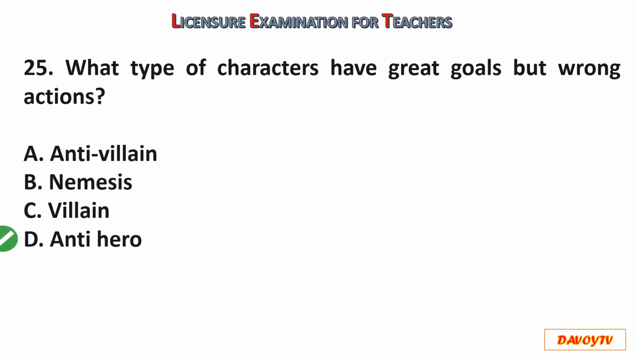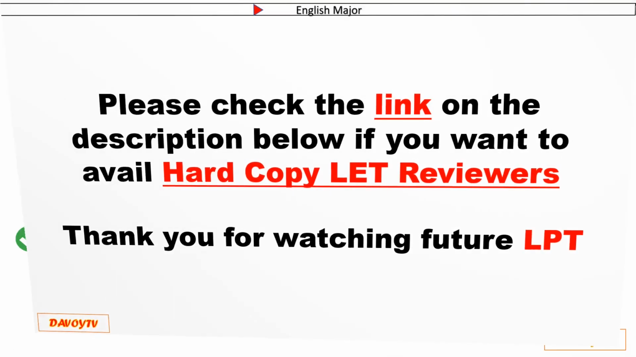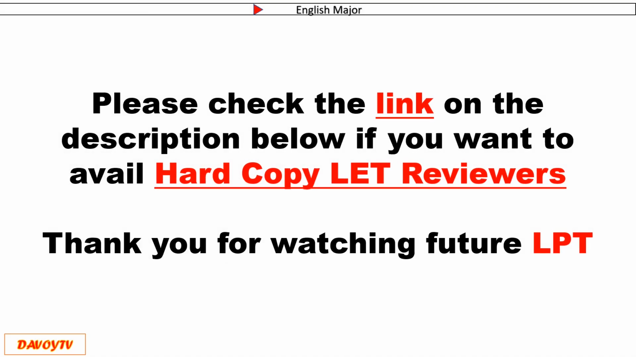The correct answer is letter D. Anti-hero. An anti-hero is a central character who has admirable goals but uses questionable or morally ambiguous actions to achieve them. They differ from traditional heroes because their methods may be flawed or ethically dubious, yet their ultimate intentions are often noble.